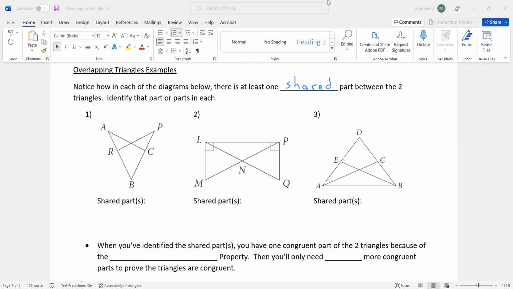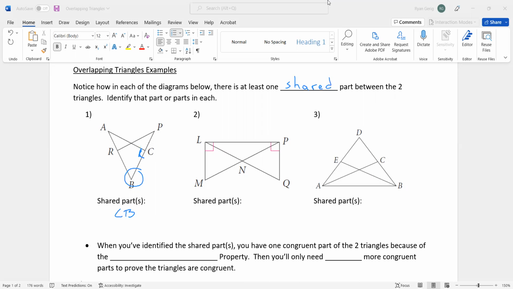Okay, so in the first one, the shared part is angle B. Angle B, the full angle is in both triangles. I might have people who will say, oh, well, C is in both, but the angle C in one of the triangles is only that piece. In the other triangle, it's a full line. All right, so they're not the same angle C, so you can't say that angle C is the answer there.